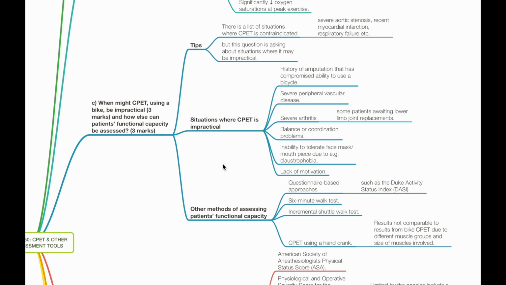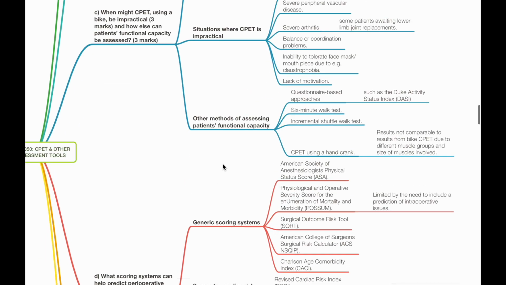Other methods of assessing patients' functional capacity include questionnaire-based approaches such as Duke Activity Status Index, 6-minute walk test, incremental shuttle walk test, and CPET using a hand crank. However, results are not comparable to results from bike CPET due to different muscle groups and sizes of muscles involved.